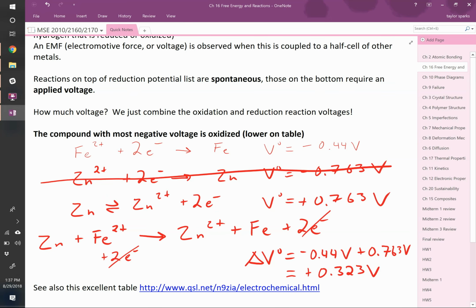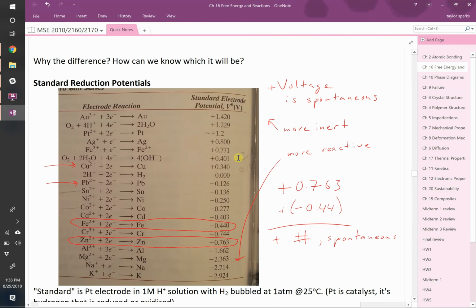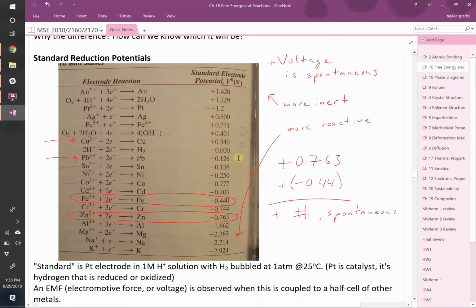Okay? Other questions? Yeah, Thomas? Because the ionization energy is less for the zinc than it is for the other, right? Yeah, it's not the ionization energy. It's called the standard reduction potential. But yeah, it's the voltage associated with this electrochemical half reaction. Okay?